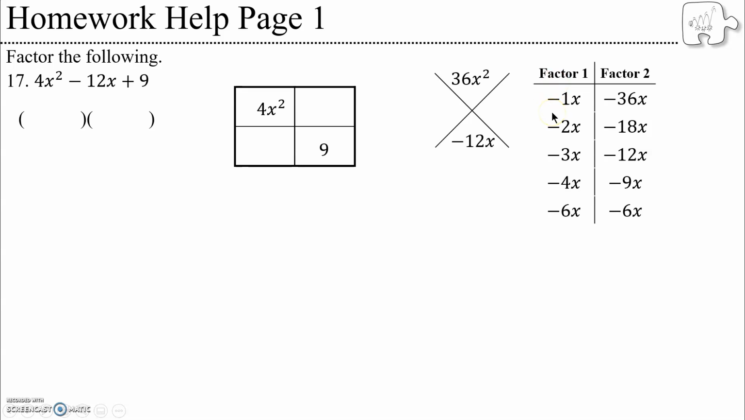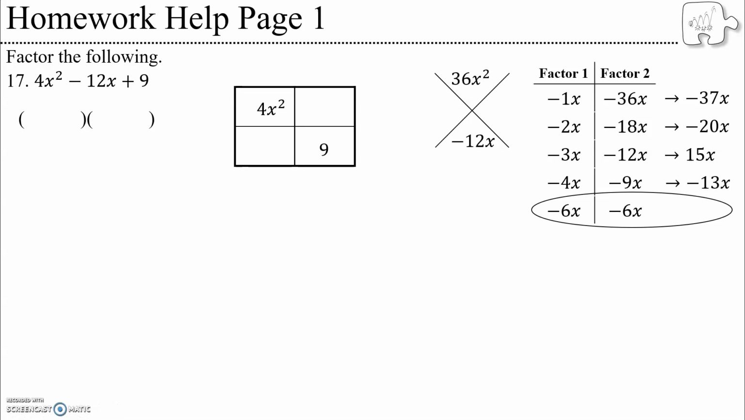Negative 1 and negative 36 makes negative 37. Negative 2 and negative 18 makes negative 20. Negative 3 and negative 12 makes negative 15. Negative 4 and negative 9 makes negative 13. And negative 6 and negative 6 makes negative 12, which is what we wanted.